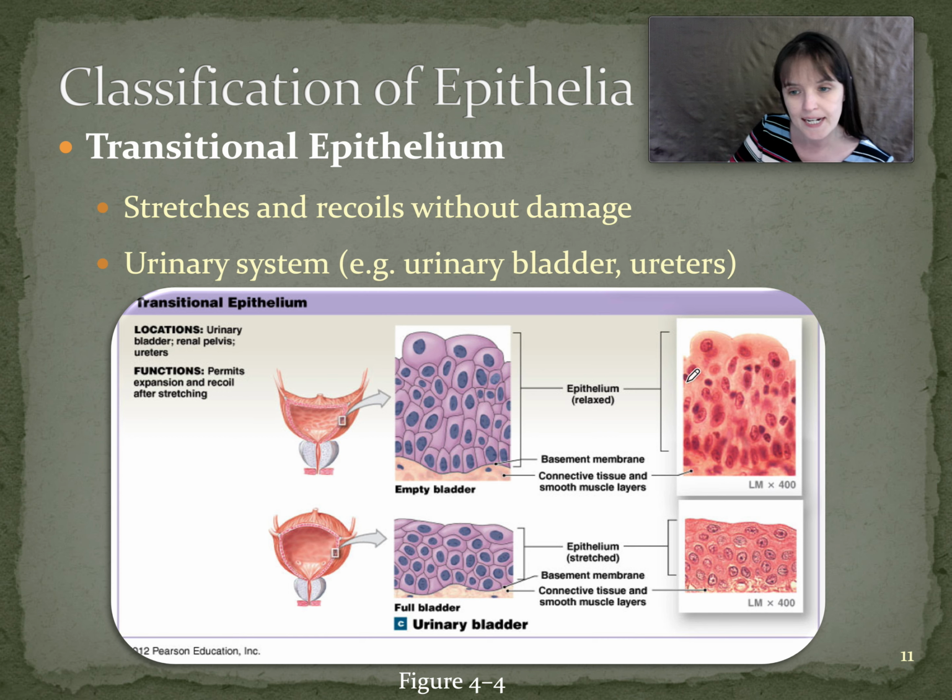And so here's what it looks like relaxed and then stretched out, and you can see that there are lots of layers, and they're kind of wonky layers so that they can stretch out so that you can have a full bladder and store more urine. So that's why.